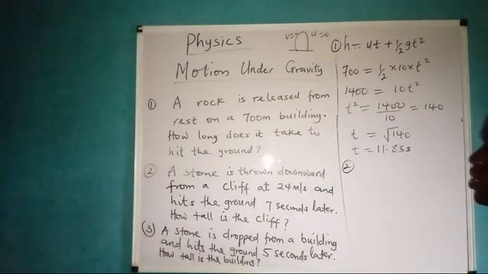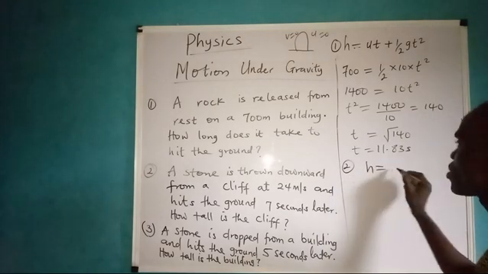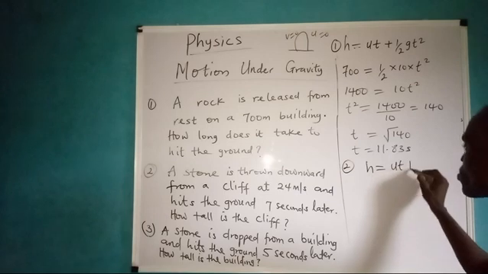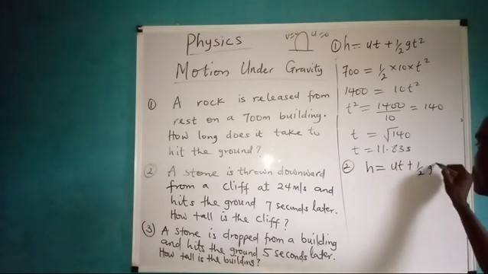With the second question, it says a stone is thrown downward from a cliff at 24 meters per second and hits the ground 7 seconds later. How tall is the cliff? Therefore, we can also use the second equation. Remember, we have stated it before: ut plus half gt squared.